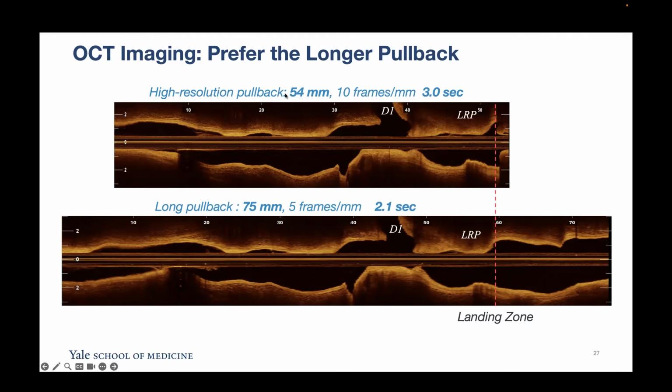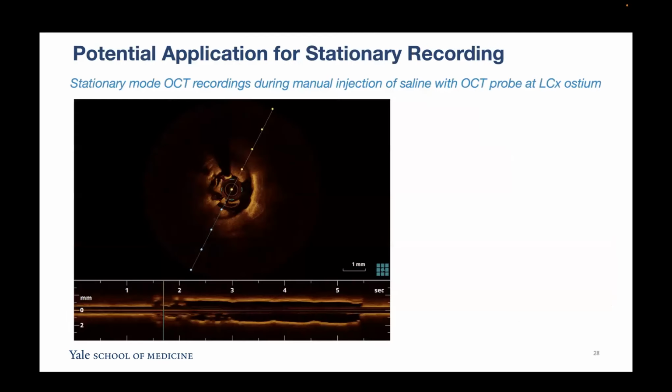I only do the high resolution pullback if there is really a requirement for a 3D reconstruction. So if you're suspecting a stent fracture or something where you really want fine details, so you want more frames per millimeter of the vessel, then you do a slower pullback and you have a higher longitudinal resolution.